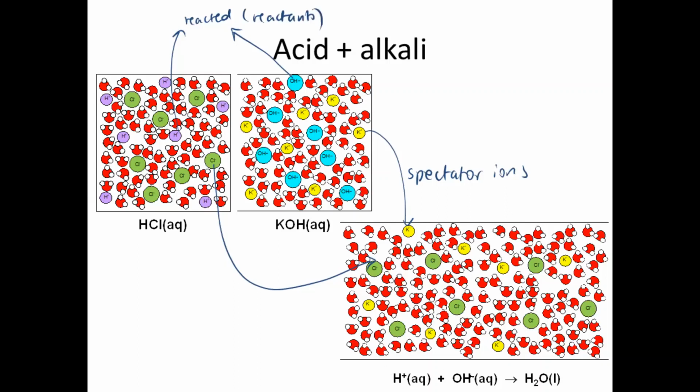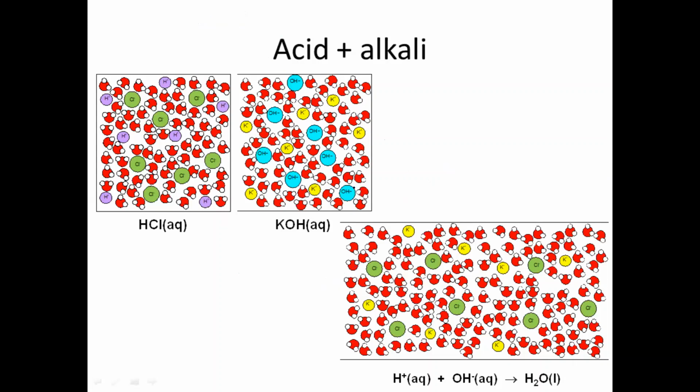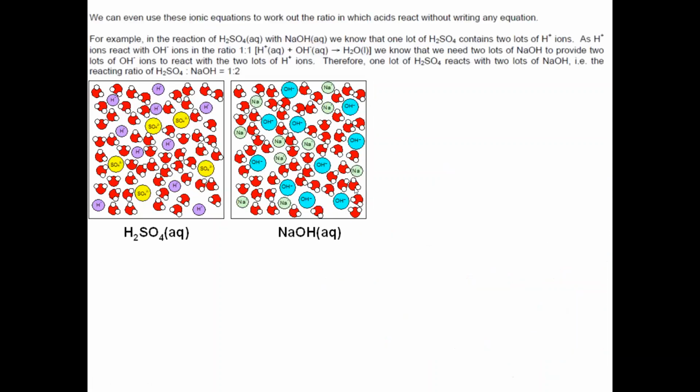So H plus and OH minus, the purple and the blue ones on the top two boxes, they reacted because they're there before the reaction and they turned into water after the reaction, right? You can see there's some water before and after because the reaction happens in the solution. So not all the water is from the reaction, some of the water is just the solution.